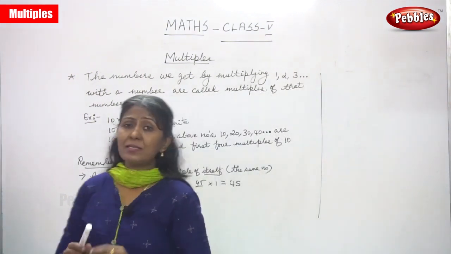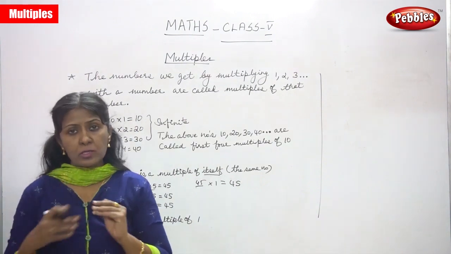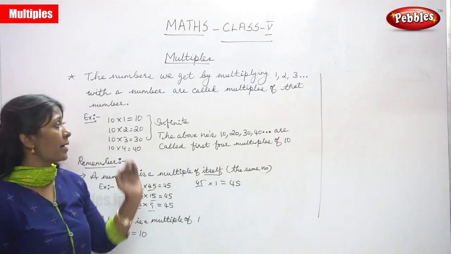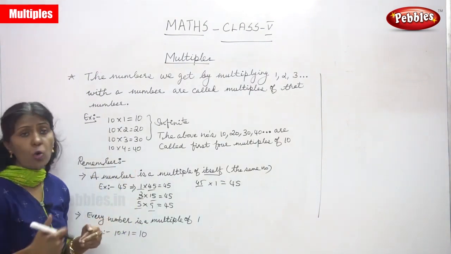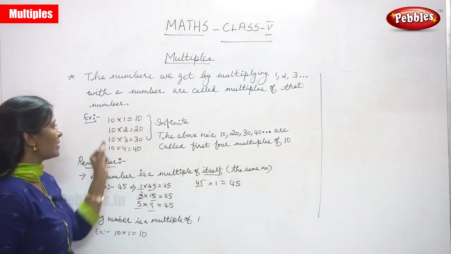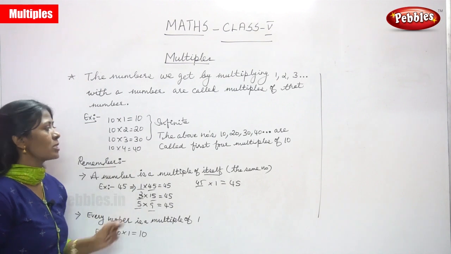Finite means there is some restriction. It doesn't keep on going, but multiples keep on going. It goes on and on. That is what we call infinite. So 10 into 1 is equal to 10, 10 into 2 is equal to 20, 10 into 3 is equal to 30, 10 into 4 is equal to 40.